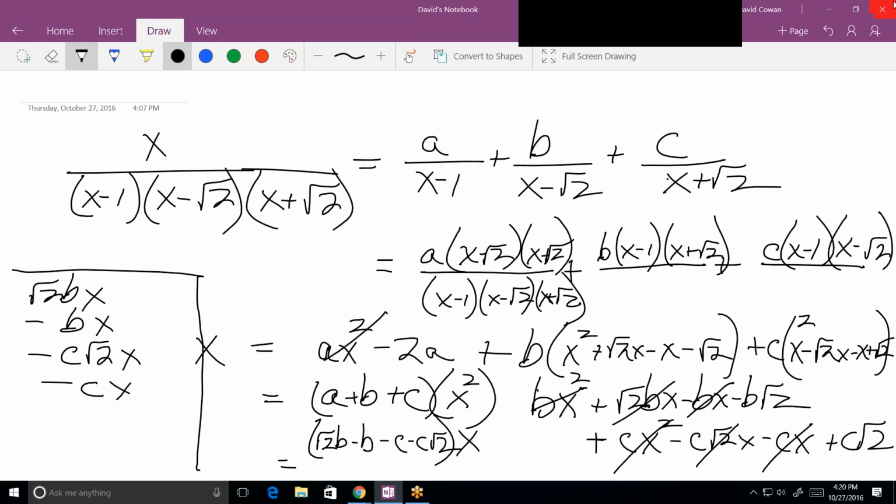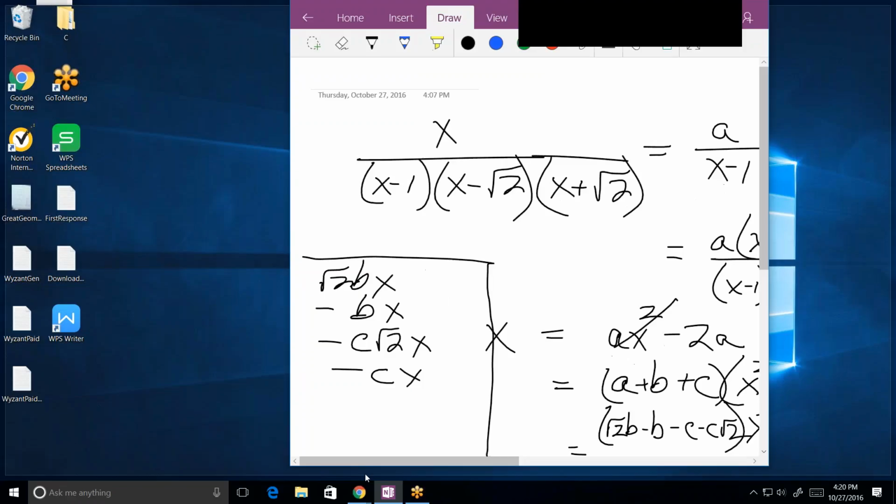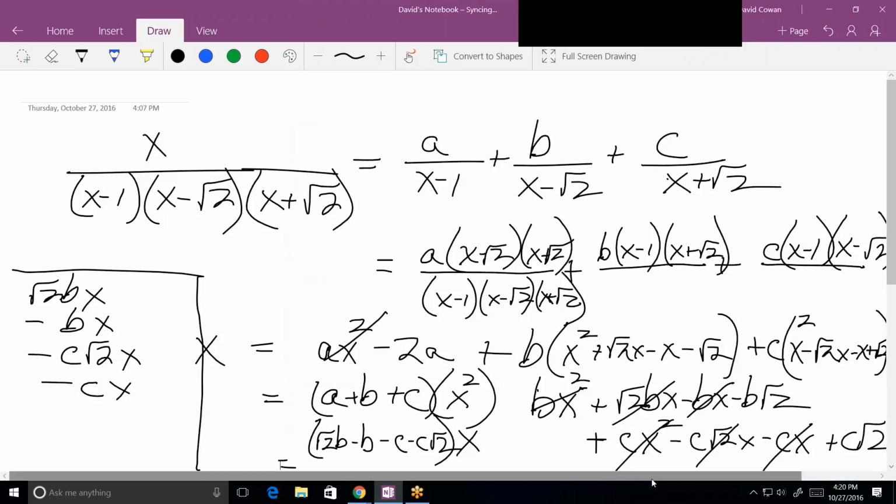Sometimes I hate Windows 10. Hold on. I'm not sure I know. Here, I know how to do it.